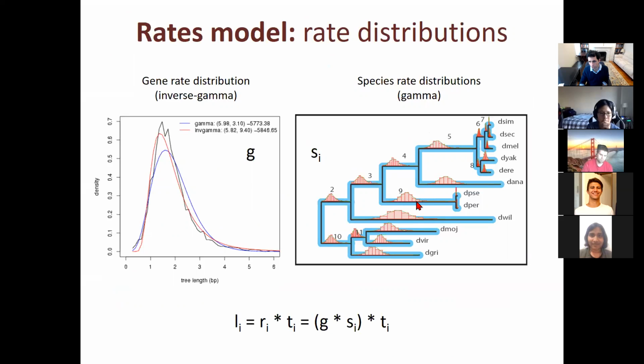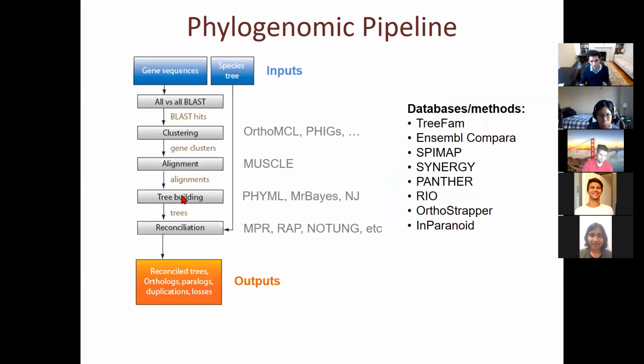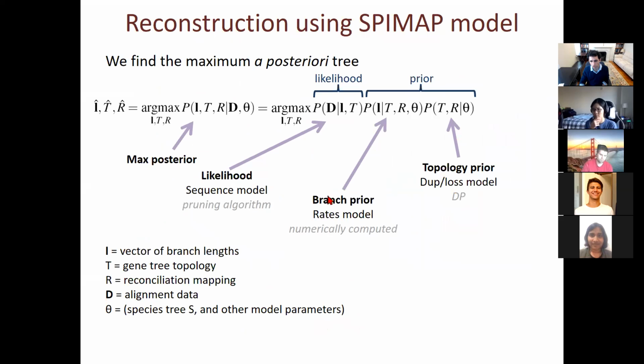So I have the distribution, I observe the length, and I say, well, that length would have been sampled according to that probability. And similarly, if I have a distribution of gene rates, I can infer, this is what I observed, this is the probability with which I would have generated it. Okay, so that is numerically computed. And then the topology prior is based on the duplication loss model, and that's computed using a dynamic programming algorithm.